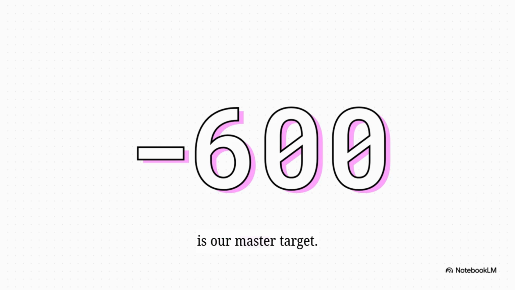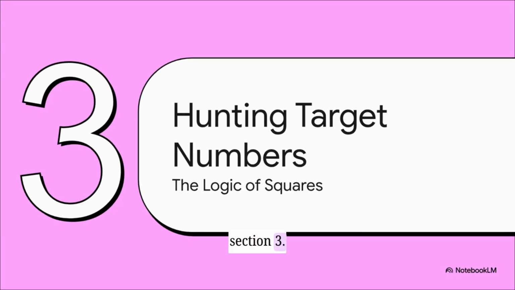This right here is our master target. We took 2 times negative 300, and now negative 600 is literally the mathematical lock we have to pick. Our entire focus right now shifts to this one integer. All right, section 3, hunting for target numbers, the logic of squares.